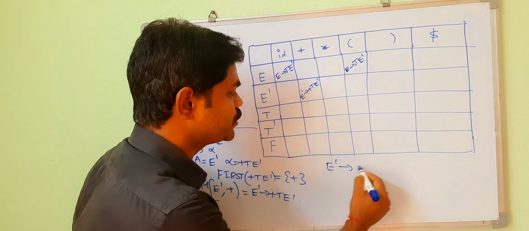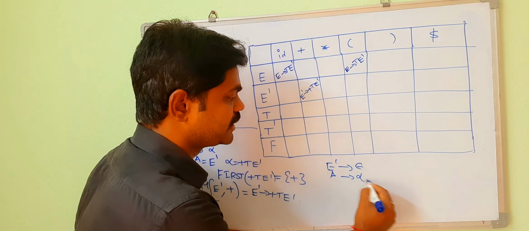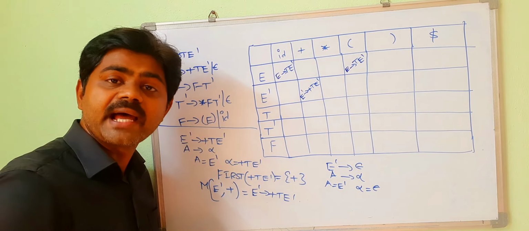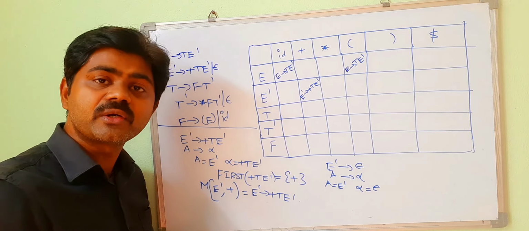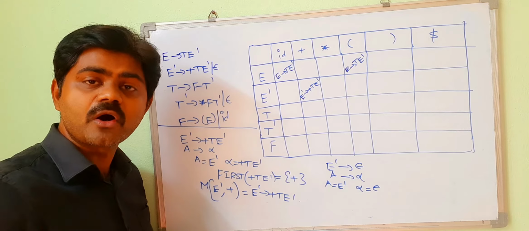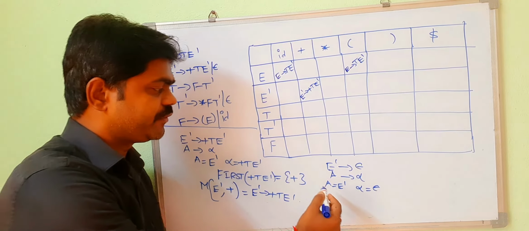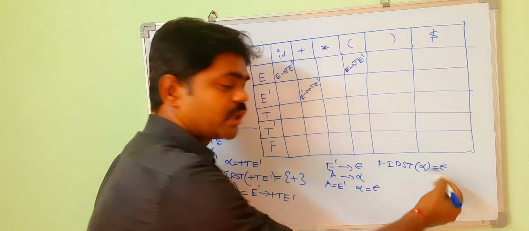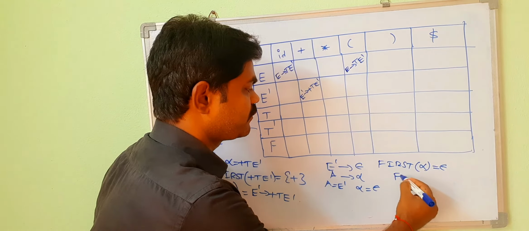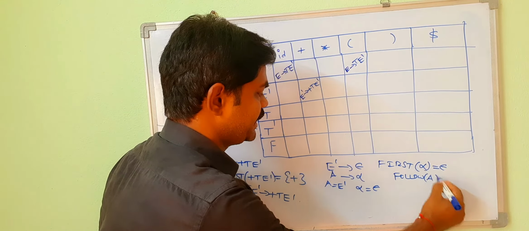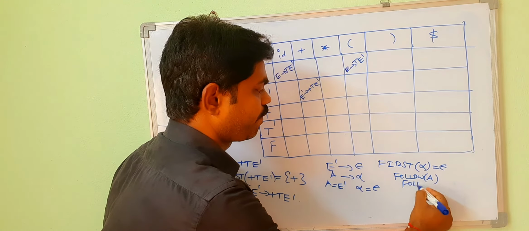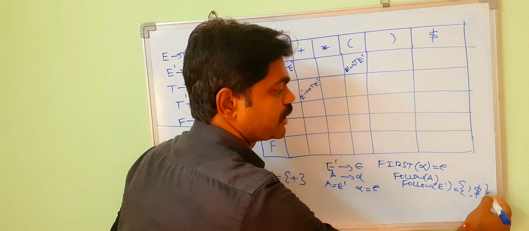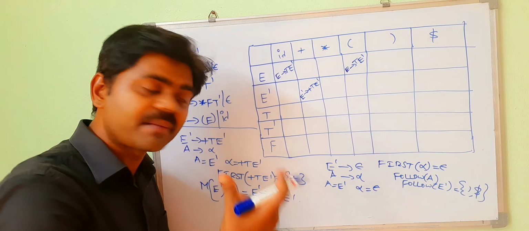So E dash tends to epsilon. So A tends to alpha, A equals E dash, alpha equals epsilon. Okay, so we have rule 2: if first of alpha equals epsilon, then what should we write? Follow of A. So we got epsilon in first of alpha, so we have a rule called follow of A, that is follow of E dash. What is follow of E dash? Right parenthesis comma dollar.